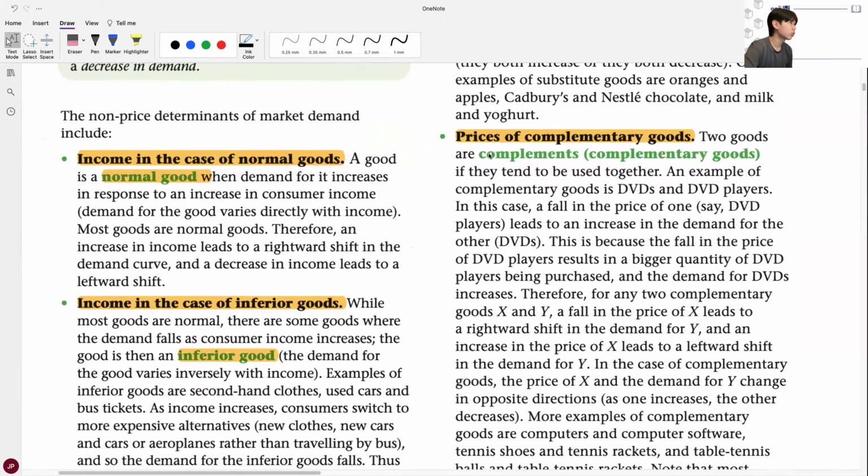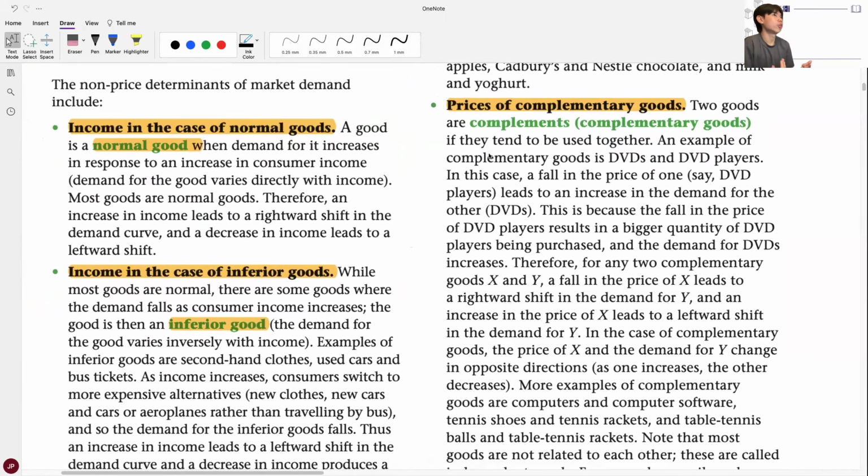Now we're going to go in and look at what the non-price determinants are. What are the non-price determinants?